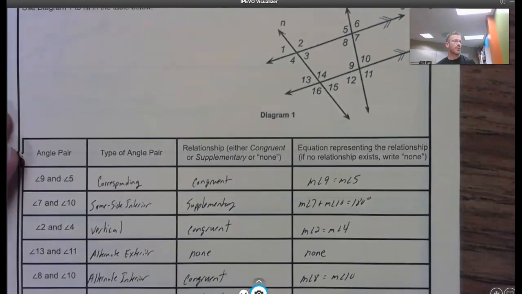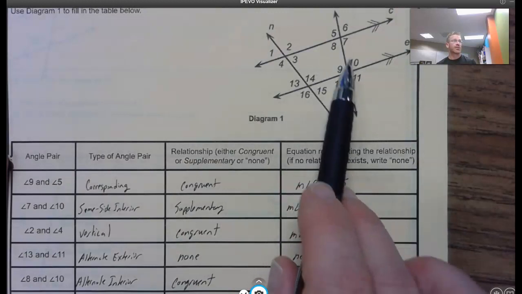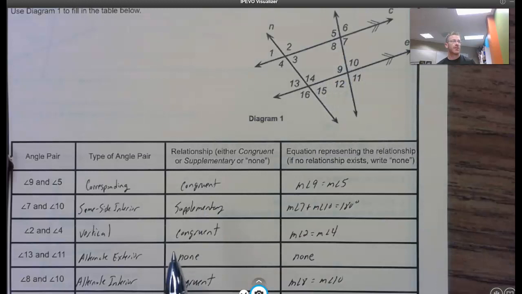All right, so let's move to 8 and 10. So we see 8 and 10 here. They are alternate interior. Once again, 8 is touching the parallel line here, and 10 has our parallel line here. So therefore, they are congruent, which means the measure of angle 8 is equal to the measure of angle 10.